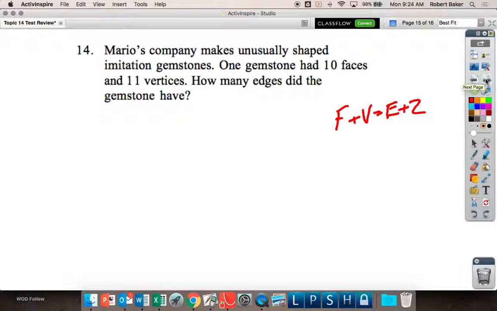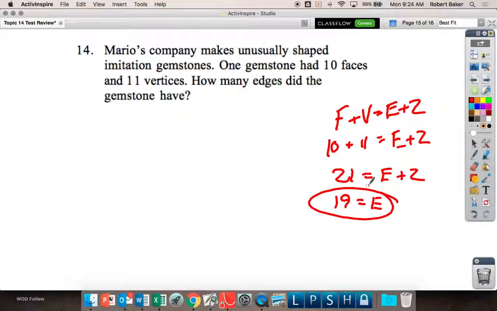Mario's company is making unusually shaped imitation gemstones. A gemstone has 10 faces and 11 vertices. How many edges does it have? This is where you just solve. I think we already did this one. Subtract 2 from both sides, and E equals 19. So there are 19 edges of that polyhedron. That's pretty much all we know. We don't know what shape it is. We just know it has 10 faces, 11 vertices, and 19 edges.